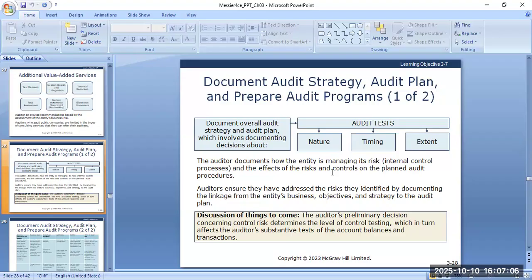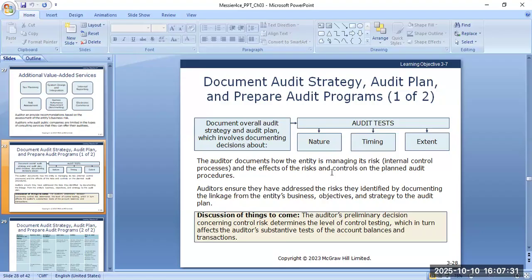So basically, is there a risk? Yes, there's a risk. Second question, is the company doing anything about the risk? No, it doesn't. Then what shall we do? Well, we have to put in more procedures to make sure that that risk doesn't trigger any potential misstatement of the financial statements. Or, yes, the company is doing something about the risk.